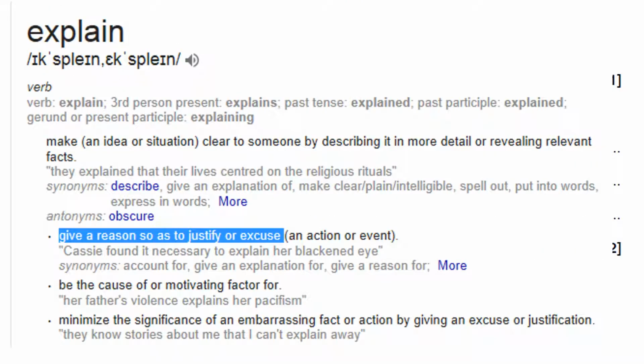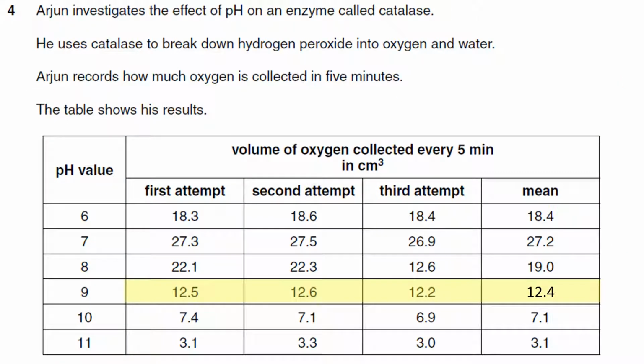Now, explain. Explain, to give a reason so as to justify. That sounds like a fairly good definition of explain to me. Give a reason so as to justify. So let's give a reason for this pattern, shall we? So it's 1 mark. Again, don't go into a huge amount of detail. We need to make 1 point. Well, why is it going down? Why has the enzyme activity dropped after pH 7?